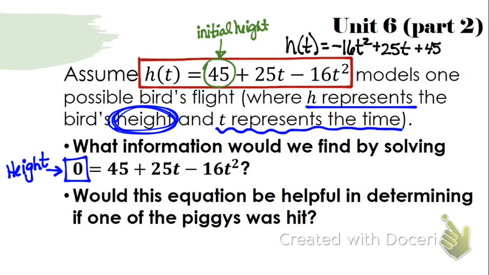So even when they don't have it in order, you know that the initial height, when it's in standard form, is the one that doesn't have any variables with it. So even if they give it to us out of order, we should still be able to find that initial height.